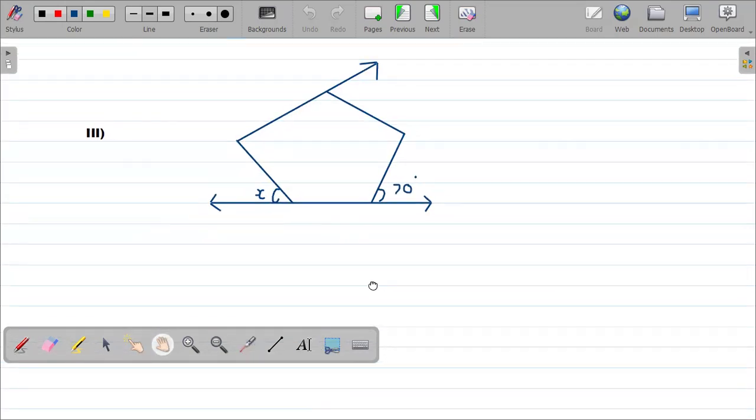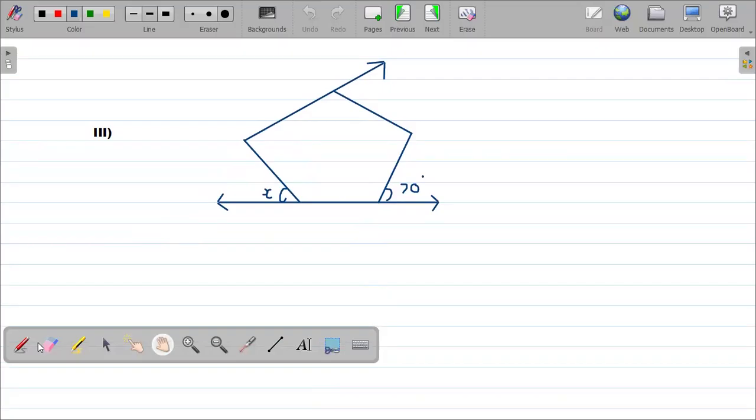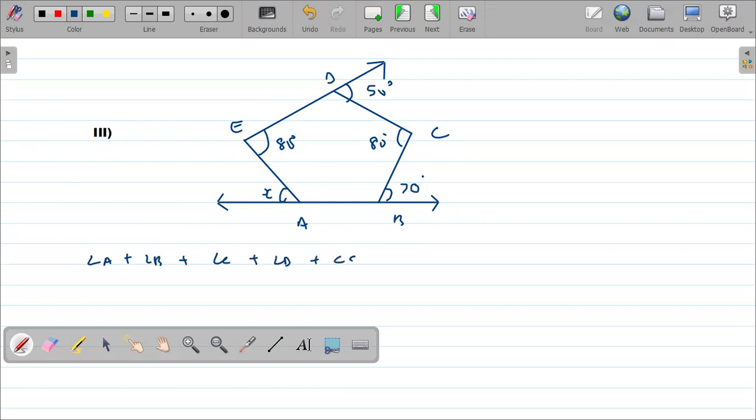So the third part is like this. This is 50 degree, we have to mention it, and these are both 80 degree and 80 degree. So we will name it first A, B, C, D, and E. So here we will be writing angle A plus angle B plus angle C plus angle D plus angle E will be what? 540 degree.